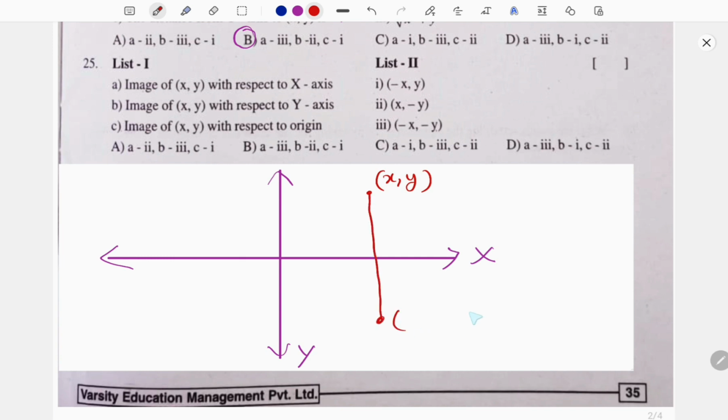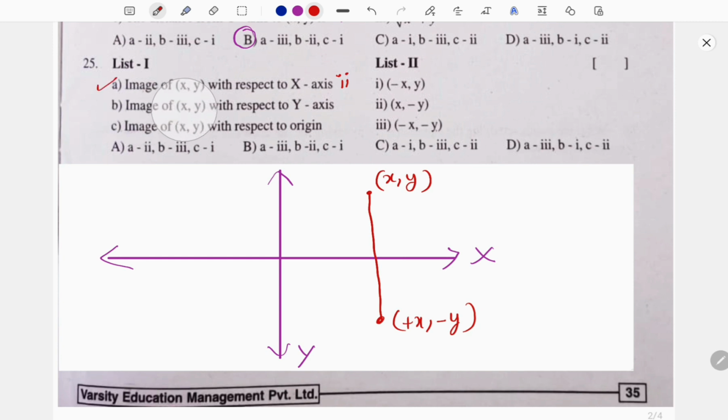Now, what about this point? See, x comma y, suppose it is in Q1. Now, this is in Q4. In Q4, it is plus x, minus y. X is positive, but y is negative. Therefore, x comma minus y is the image of x comma y. So the first one is the second one. Option A, the second one, is the answer.